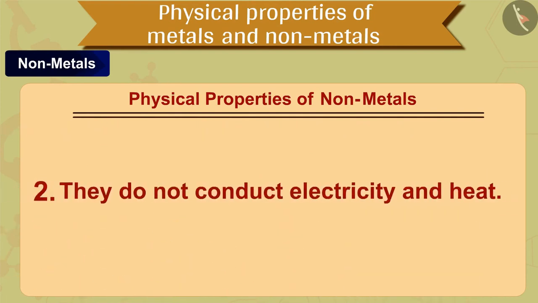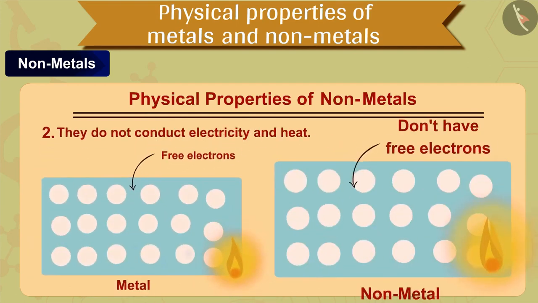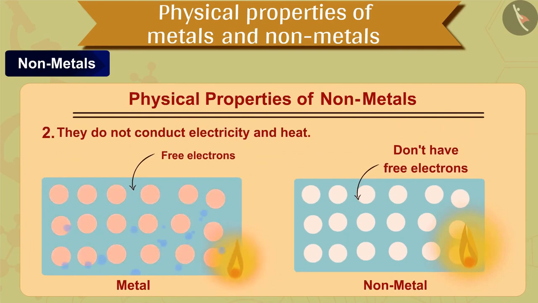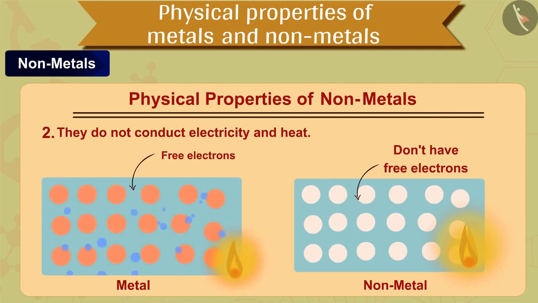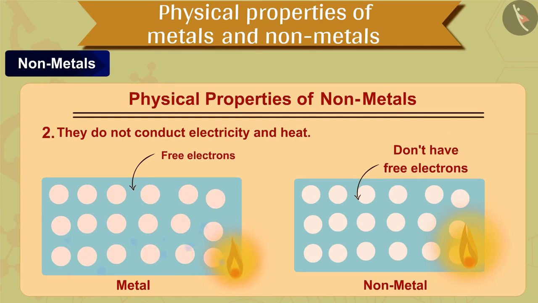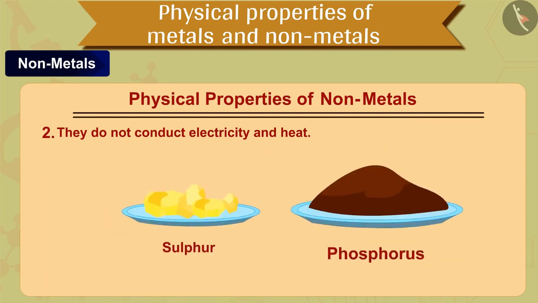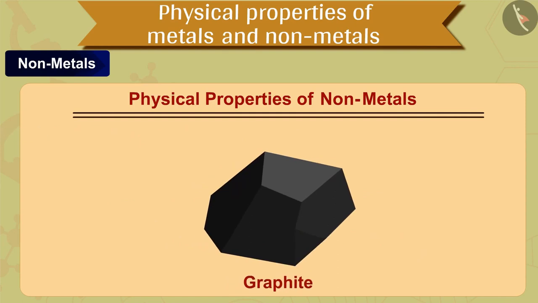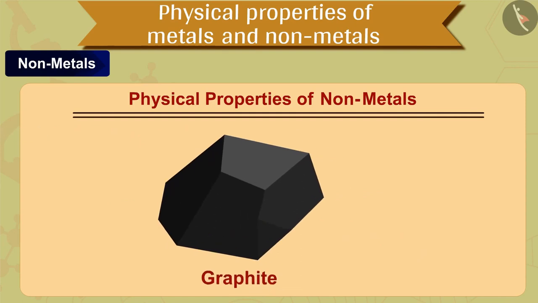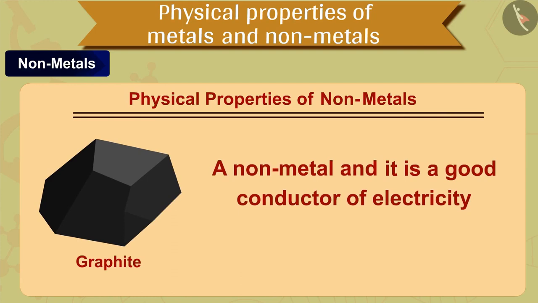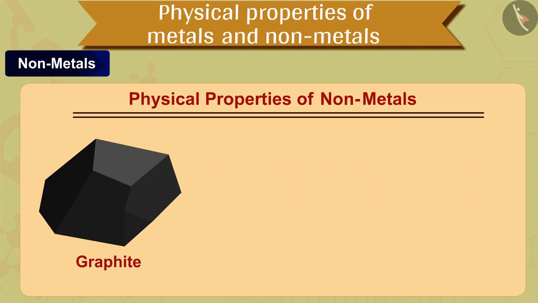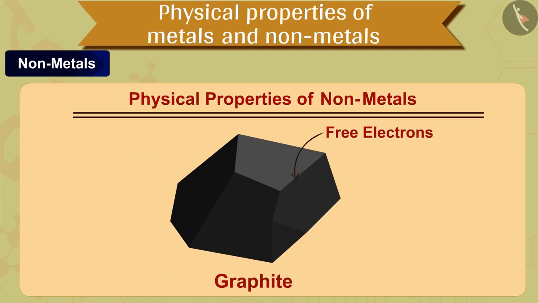The next, second property of non-metals is that they do not conduct electricity and heat. So students, unlike metals, these non-metals do not conduct heat or electricity. Why? Because they do not have free electrons. For example, sulfur and phosphorus. You will be fascinated to know that graphite, which is a non-metal, is a good conductor of electricity. It is the only non-metal which is known to conduct electricity due to the presence of free electrons.